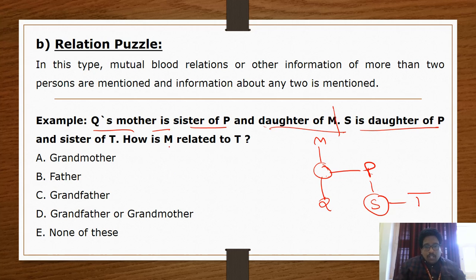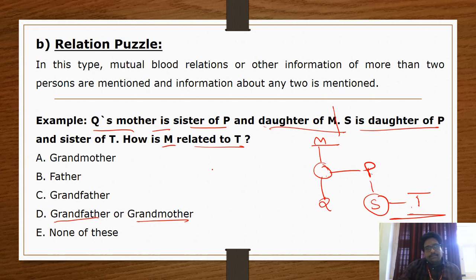Now, how is M related to T? If you see M and T, they are in different generations. There are three generations between them. They are asking M to T, not T to M. So M will be the grandparent of T. If you go with options, it might be grandfather or grandmother. That's it, simple. Clear with this?